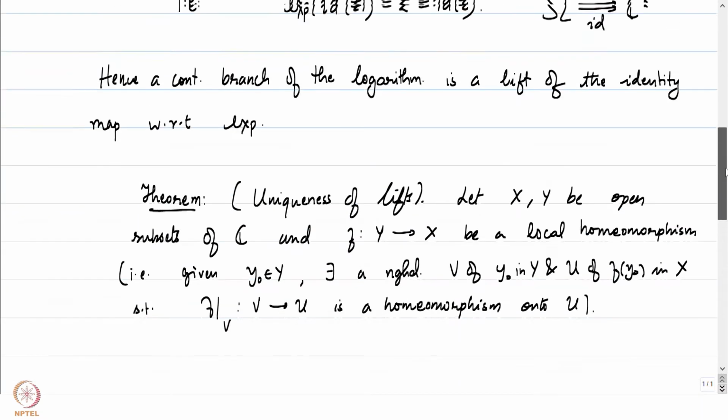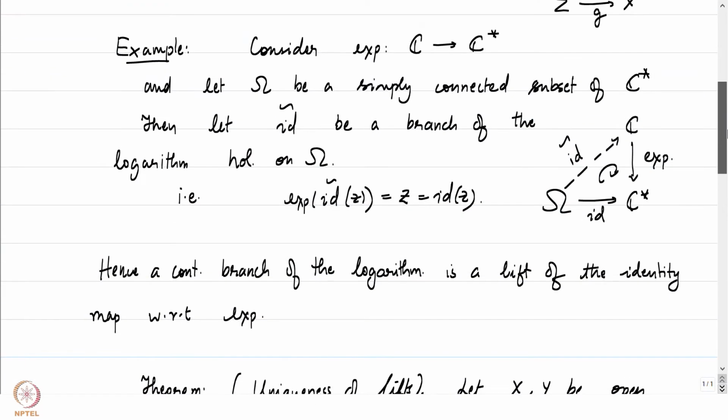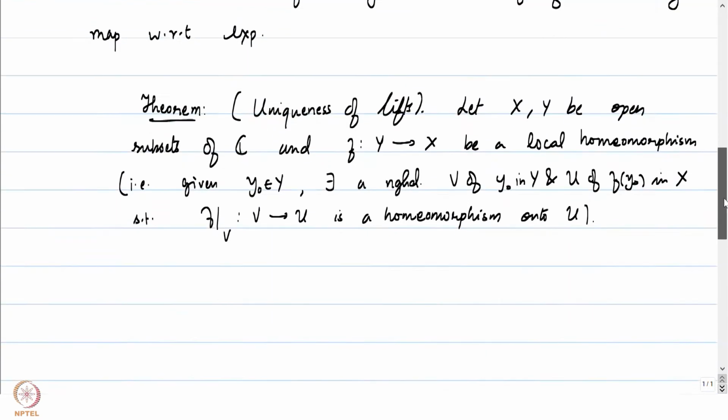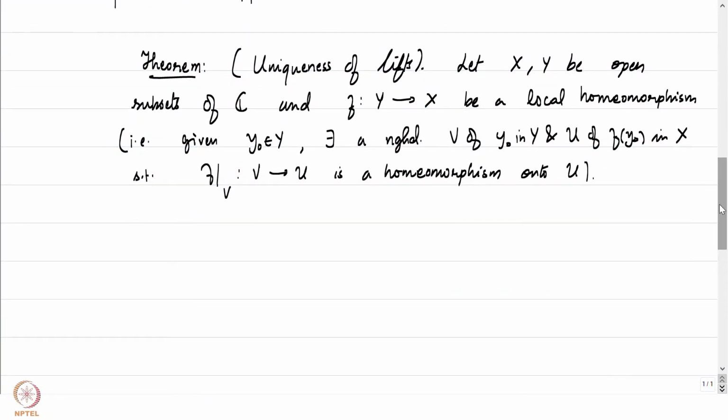For example, this particular case that we were considering, the exponential, is certainly a local homeomorphism thanks to the inverse function theorem that we have proved earlier. Because its derivative does not vanish, we can get hold of a small neighborhood. I'll just call the neighborhoods V and U, reversing the notations used earlier, such that when exp is restricted to V, it's going to be an injective map. It's going to be a biholomorphism, in fact. In particular, it's going to be a homeomorphism.